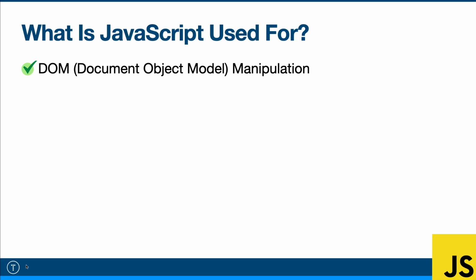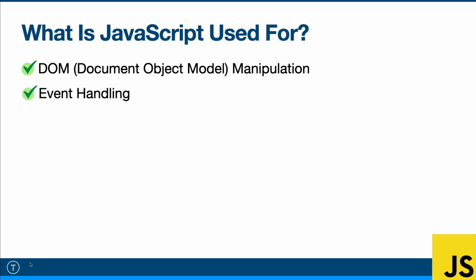For example, you can use JavaScript to add, remove, or change text of a heading, or the content of a div, or the styles of an element, such as its color, font, and size. So this is an important aspect of JavaScript, as it allows developers to create dynamic and interactive web pages that can respond to user actions.